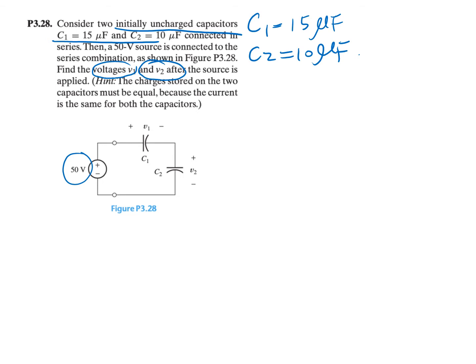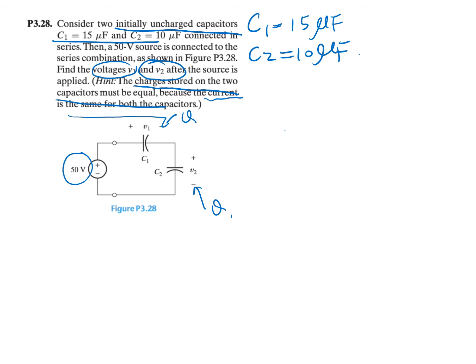Well, we have a hint here that the charges stored on the two capacitors must be equal. So the charge Q for this and this are the same. The reason is very straightforward. It's because the current is the same for both of the capacitors. And if you recall the definition of the current, what we learned from the first week, we know that the definition of the current is dq over dt. So with the same current, we have the same charge stored for these two capacitors.